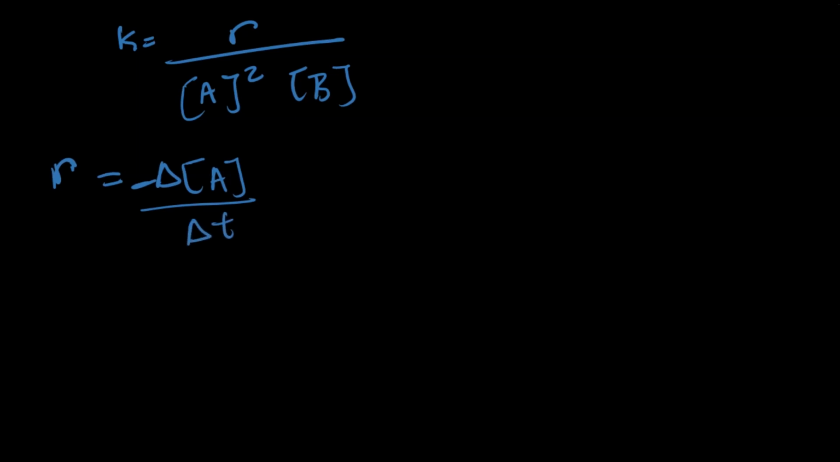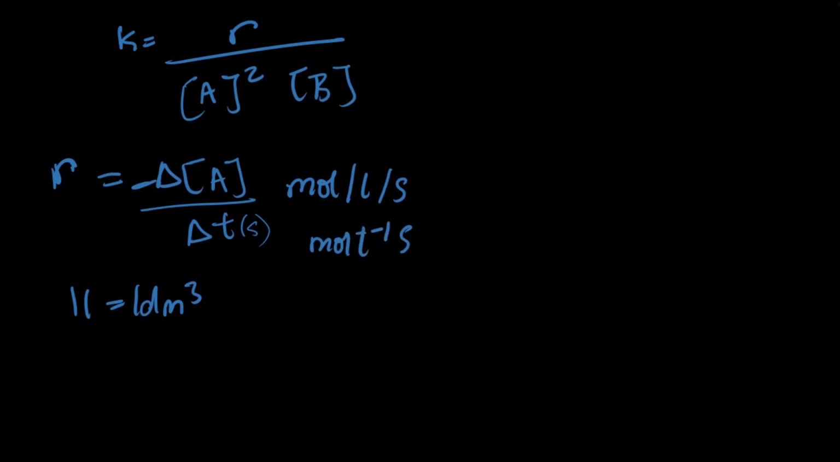For the product, we would have a negative sign divided by the change in time. So we have concentration in moles per liter, or per dm cubed. 1 liter is equal to 1 dm cubed. So moles per liter, and here we have time in seconds. So per liter per second. This is the unit for rate. So something like mole per liter per second.